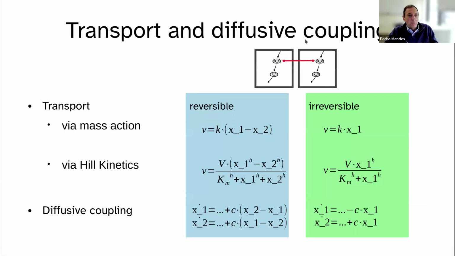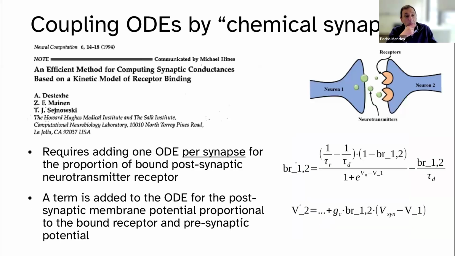This just gives more detail about each one of them. I won't spend much time with each slide, but just to show you that when you do transport or diffusive coupling, these are the kinetic functions that couple the two units. And you can see they're very similar. The diffusive coupling is essentially the same kind of equations as mass action transport. And you can have them as reversible or irreversible. The coupling by chemical synapses is a little bit more complicated.